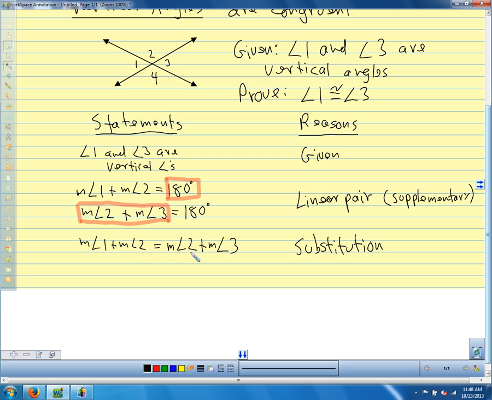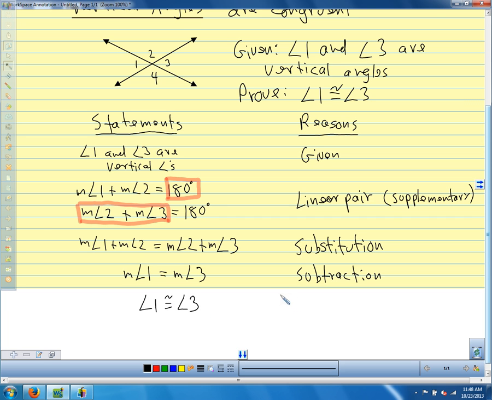What can we do with the measure of angle 2 on both sides of this equation? We can just subtract, right? This is just a number. So I'm going to say that then the measure of angle 1 equals the measure of angle 3. So we subtract it. And then we know their measures are equal. We were supposed to prove that they were congruent, so I can say angle 1 is congruent to angle 3.